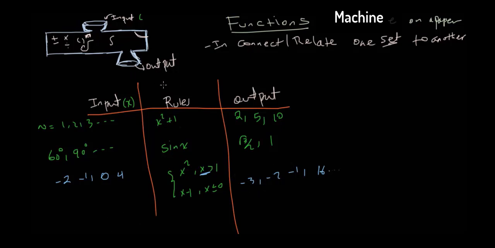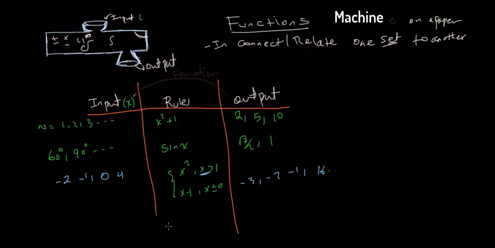So in this case, the input, or the first set, is connected to the second set by these two. These two are connected. This is the function. The function connects two sets, or it relates two sets. There you have a function.